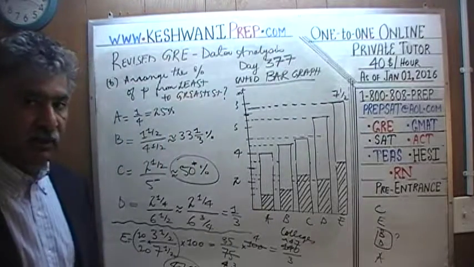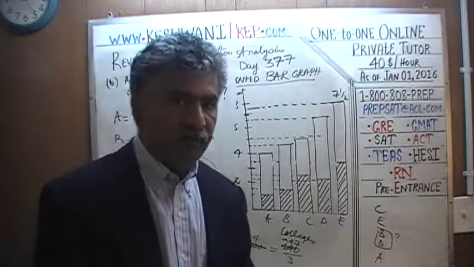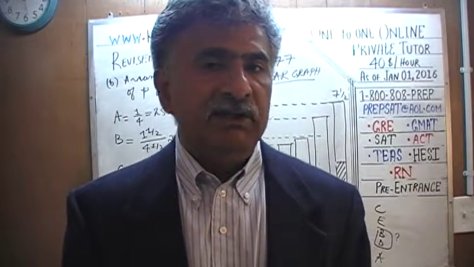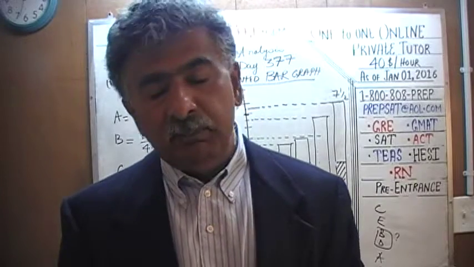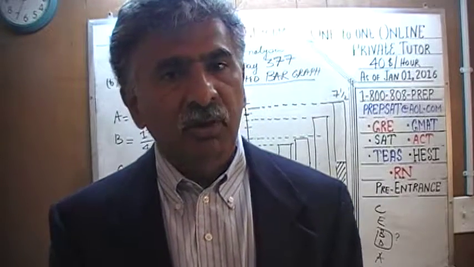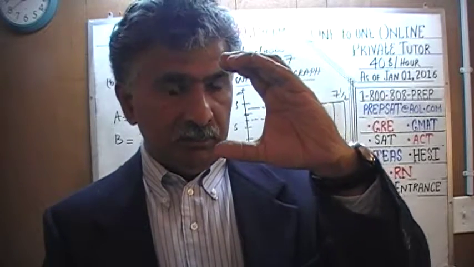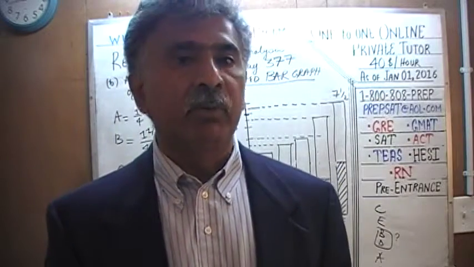The key here is to pay attention in the segmented graph when they ask you for percentages. Are they looking for percentage of the total population? When they ask you for the ratio, you have to divide one segment by the other segment, not one segment by the whole amount, otherwise you will get it wrong.